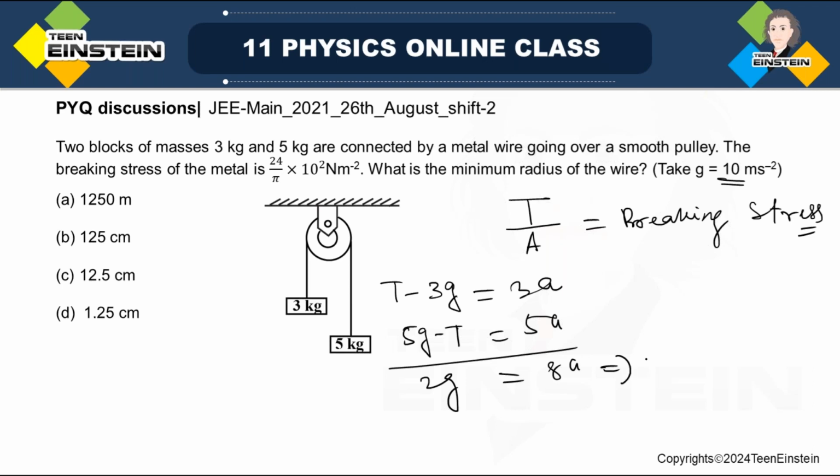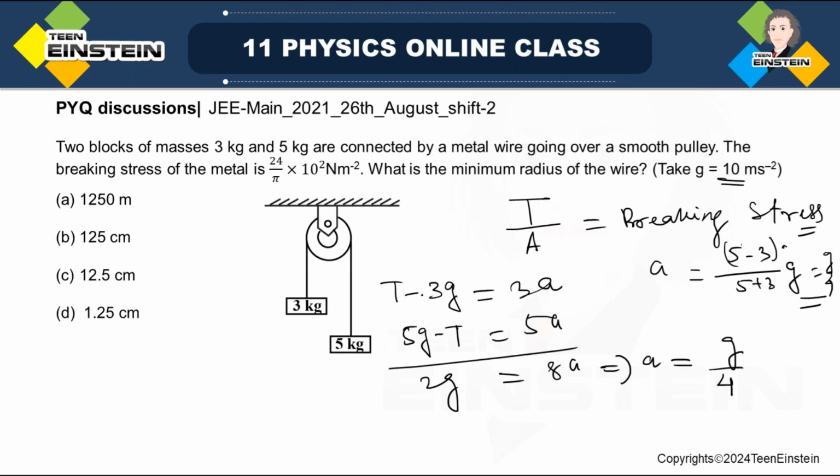So what is going to be this a? A is going to be g by 4. This you can do easily if you just do (5 minus 3) divided by (5 plus 3) into g. So this will give you g by 4. So this way also you can do.